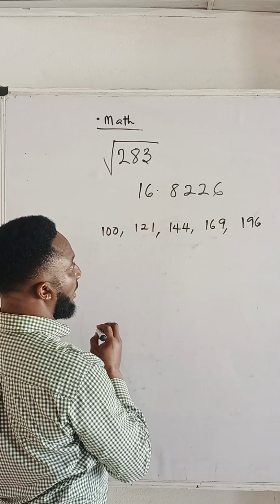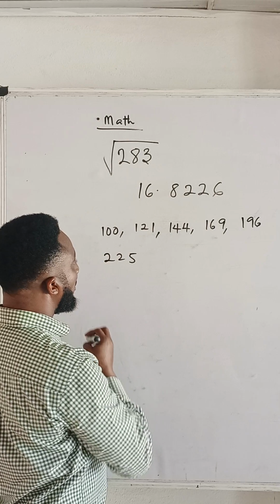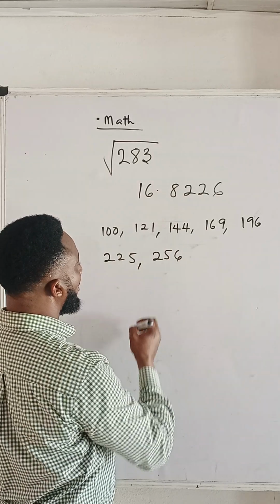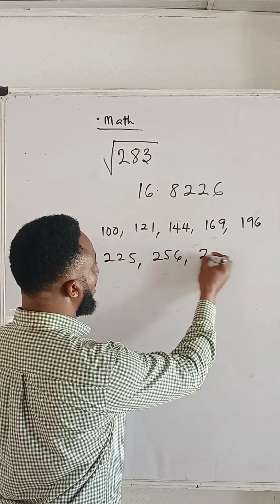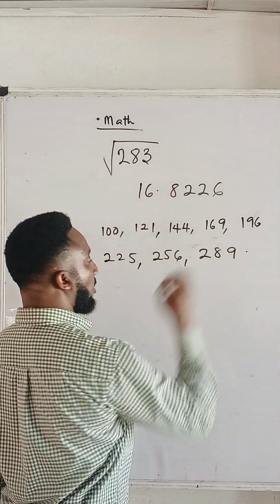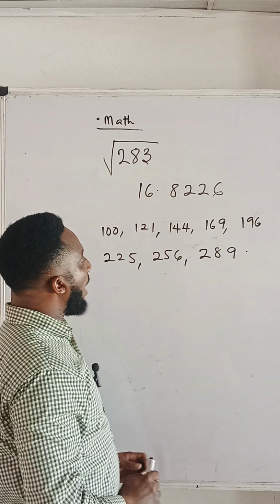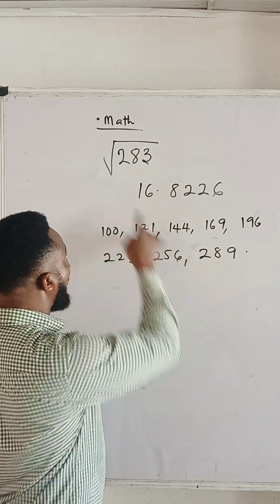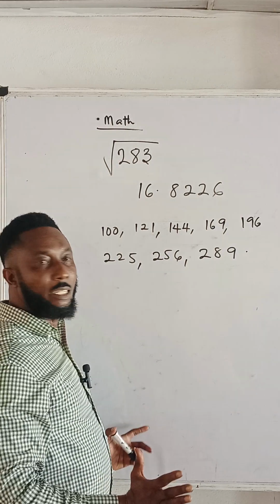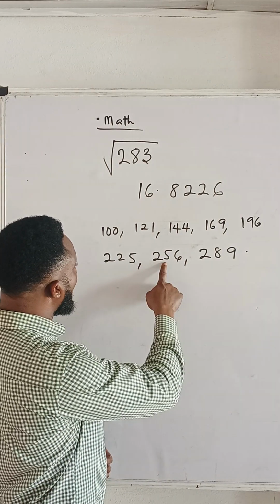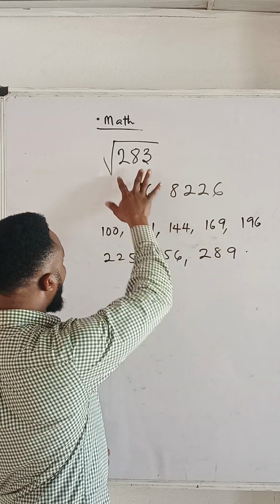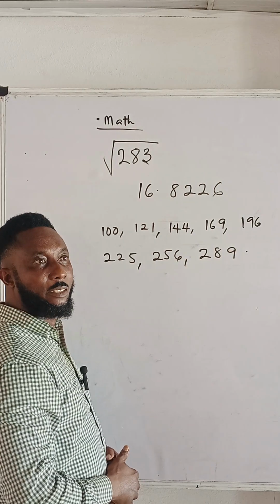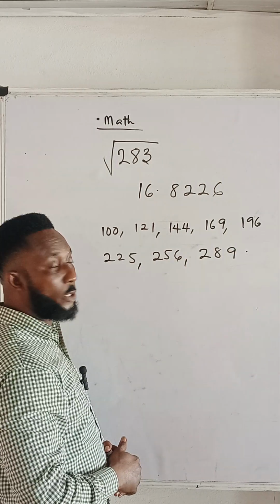The square of 15 is 225. And the square of 16 is 256. And the square of 17 is 289. I will stop. The reason why I will pause is that I have numbers that are very close to 283. That's the key. Now, 256 and 289 are close to 283. If you observe very well, 289 is the closest, just 6 figures away.